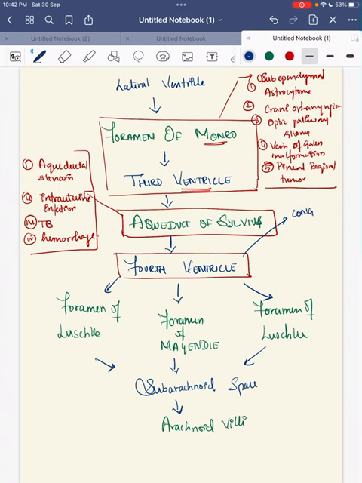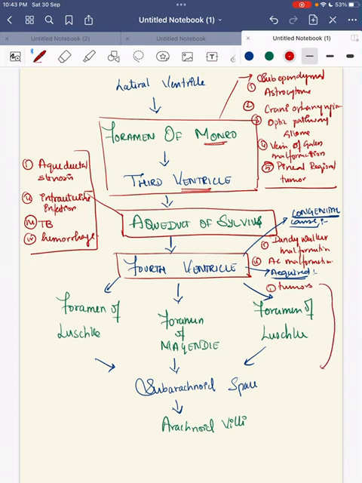First can be a congenital cause. The congenital causes are Dandy-Walker malformation, and second is Arnold-Chiari malformation. These two are congenital causes. Next is the acquired cause. Acquired causes of obstruction at the fourth ventricle are tumors.